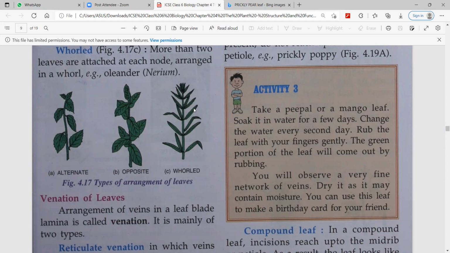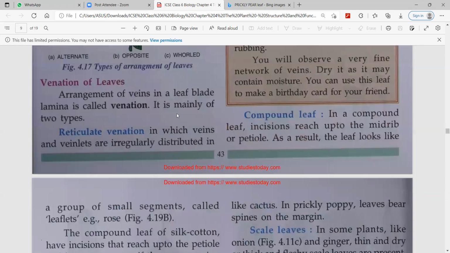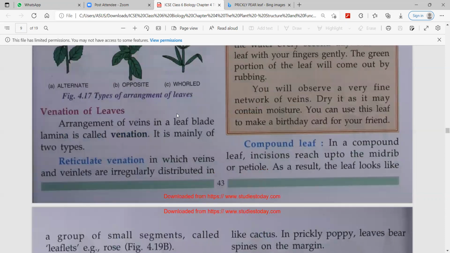When many leaves, I mean more than two, here two leaves now. So here more than two leaves are attached to a single node, arranged in a whorl, it is known as whorled arrangement, right? Then we have venation of leaves.